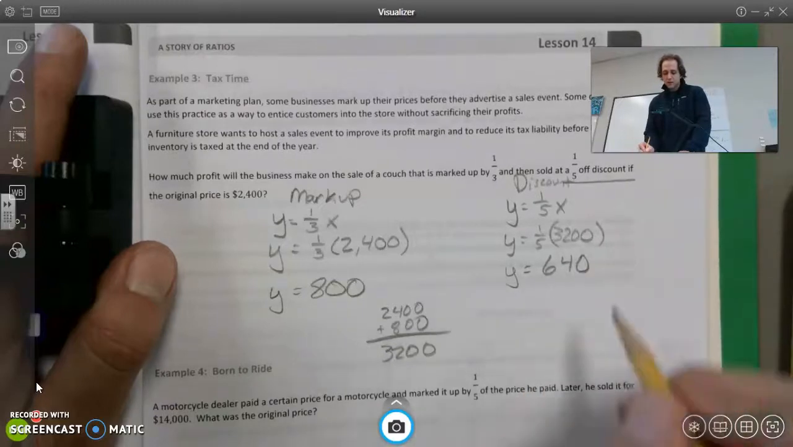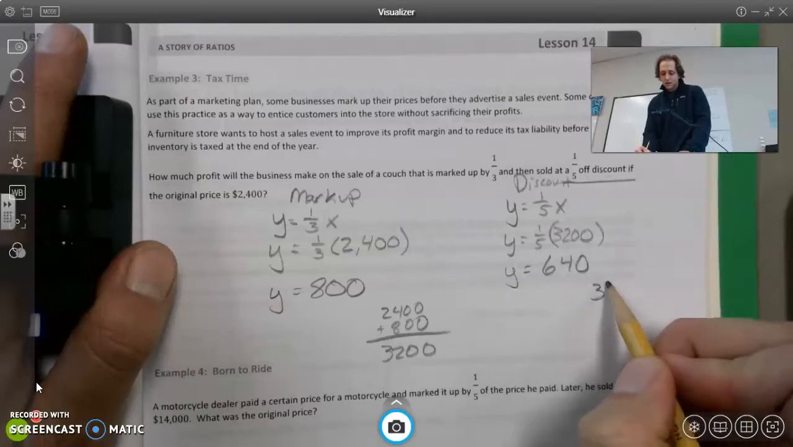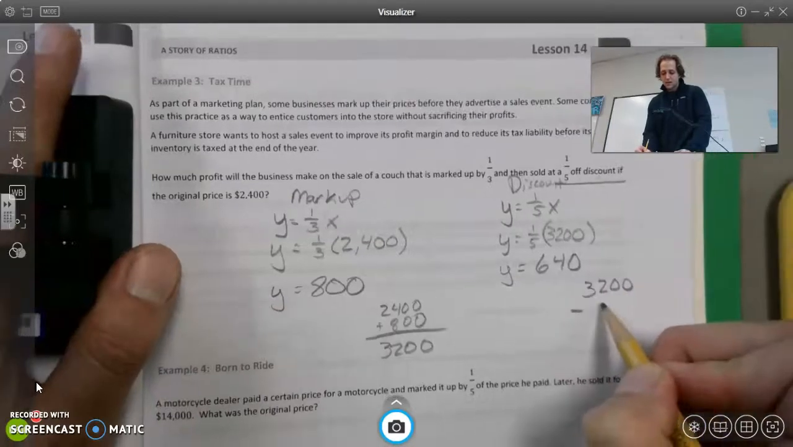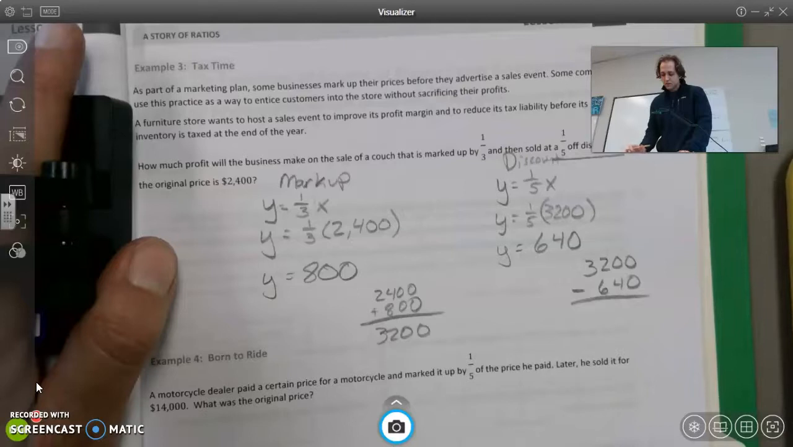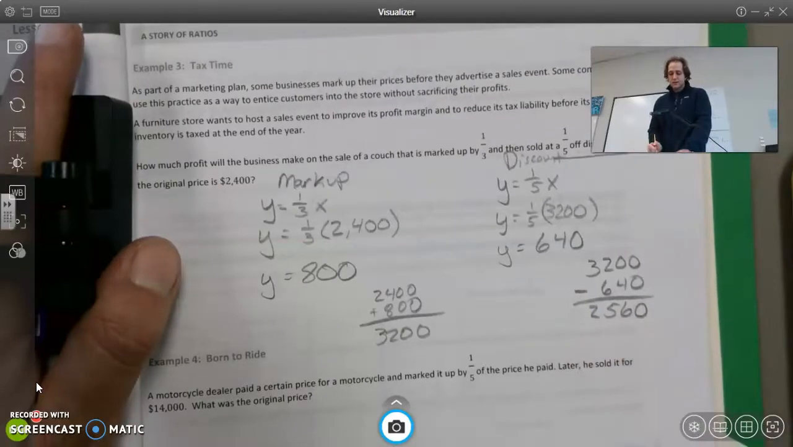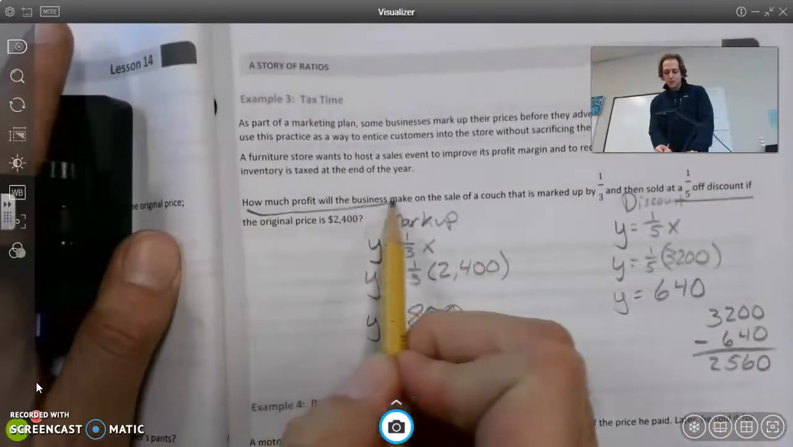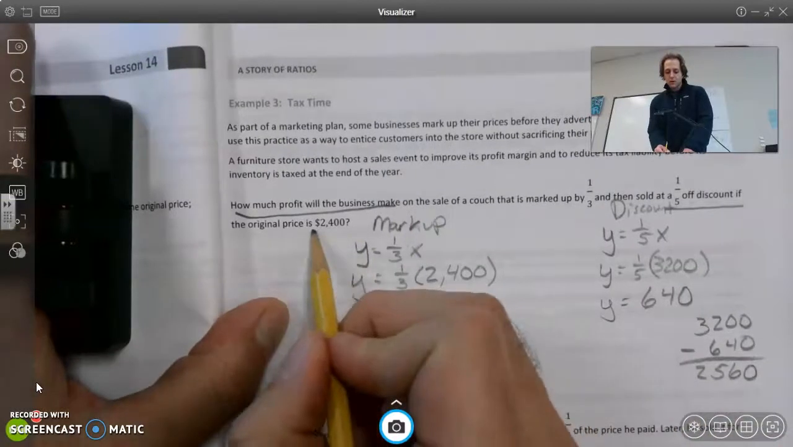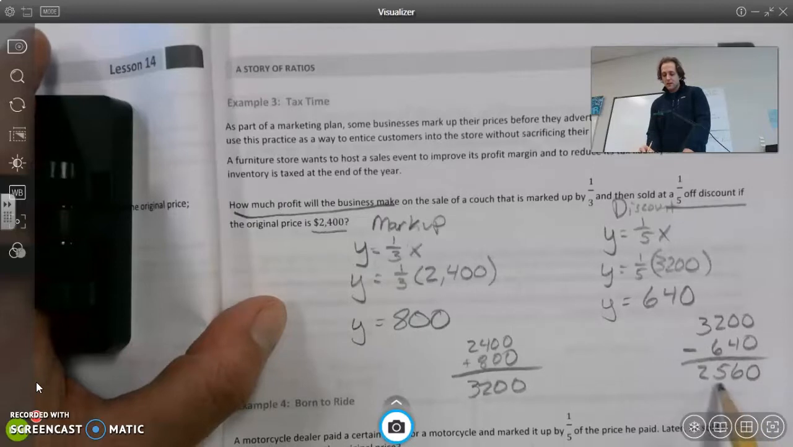$640. So let's now see how much the customer would pay. 3,200 minus 640. The customer pays $2,560. So the question again was, how much profit will the business make? Well, the original price was $2,400. They marked it up, they discounted, etc., and then they sold it for $2,560.